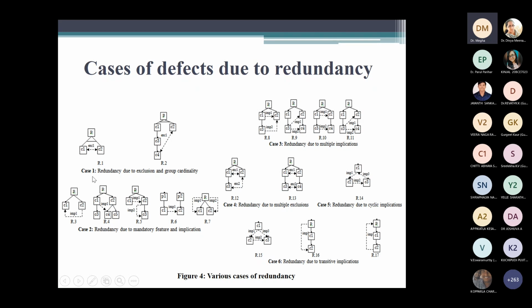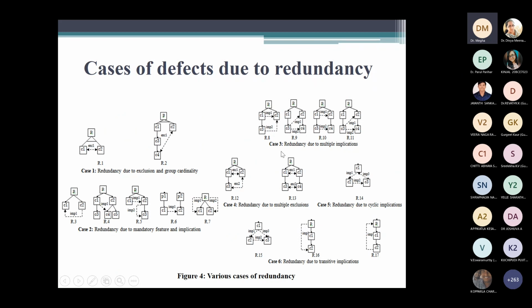For example, case 1 includes the redundancy defects due to exclusion constraint and group cardinality. Here we can see that C1 and C2 are the optional features and they are in alternative relationship with parent feature P, and they are excluded with exclusion relationship. So this type of notation is going to be under case 1. Now case 2 includes the redundancy due to mandatory feature and implication. So we have the R3 to R7 feature cases under this category.